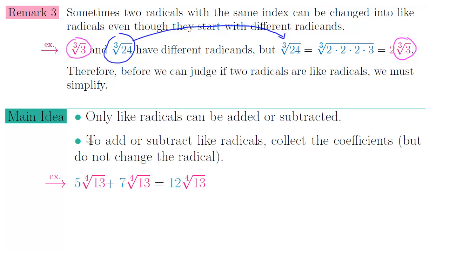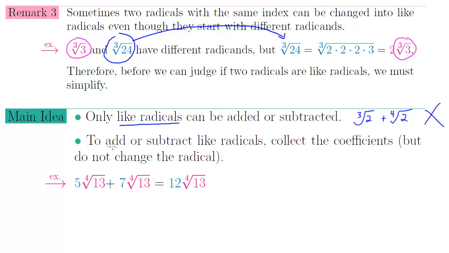Now we have enough information to talk about the main idea. Remember, this topic is about adding and subtracting radical expressions. The bottom line is only like radicals can be added or subtracted. Otherwise there's nothing you can do. If I give you the cube root of 2 plus the 4th root of 2, those are not going to be added because they're not like radicals.